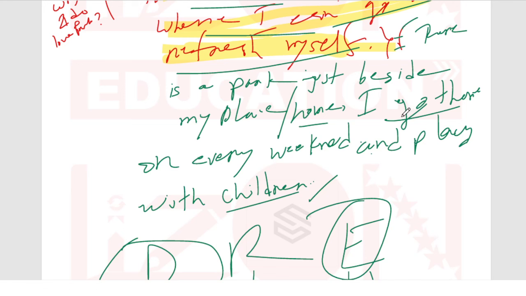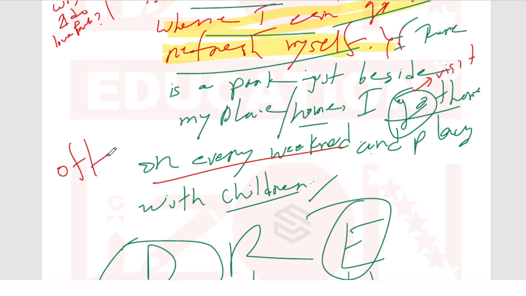I go there. Instead of saying I go there, you can say I visit there. Right? Visit is a little bit better word than go. I visit there every weekend. Rather than saying every weekend, you can say I visit there often. Often doesn't mean every weekend, it means sometimes. Often means sometimes or more than that. Often is a better word. So I visit there often and play with children. So instead of saying and, you can say as well as. Then your answer will become better.